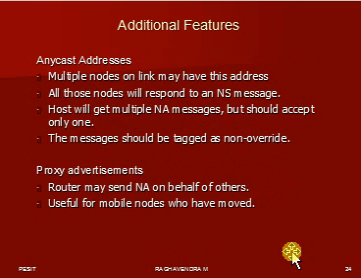And the last of the additional features is anycast addresses. Multiple nodes on a link may have this address, and all those nodes will respond to an NS message. The host will get multiple NS messages but should accept only one, and the message should be tagged as non-override. Proxy advertisements: routers may send an NA on behalf of others, and it is useful for mobile nodes.